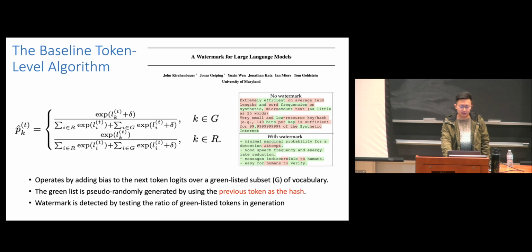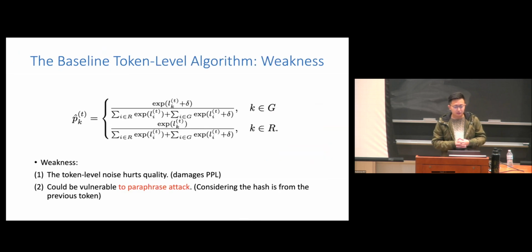However, the key aspect here is that the watermark mask of the green list changes for each token, and that is determined by the previous token as the hash. So when we change the previous token, for example if you paraphrase the generation, then the green list assignment is completely off. So your watermark will be vulnerable to paraphrase attacks. And also because this algorithm adds noise directly to the logits, it will also hurt quality and damage the perplexity.